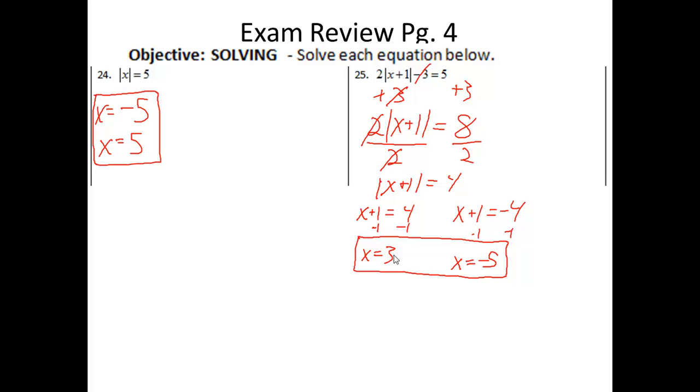And for fun, let's put the 3 back in for x. 3 plus 1 is 4. The absolute value of 4 is still equal to 4. Times it by 2 is going to be 8. Minus 3 is 5. So we are good on both of those.